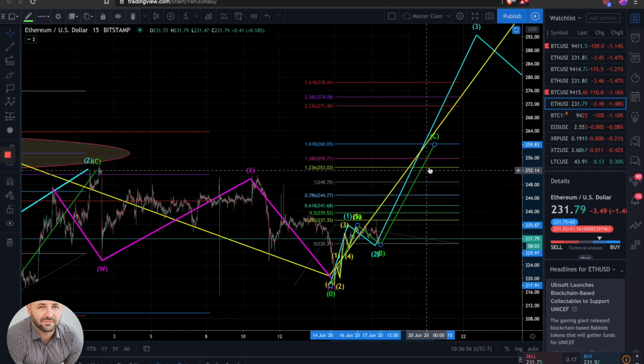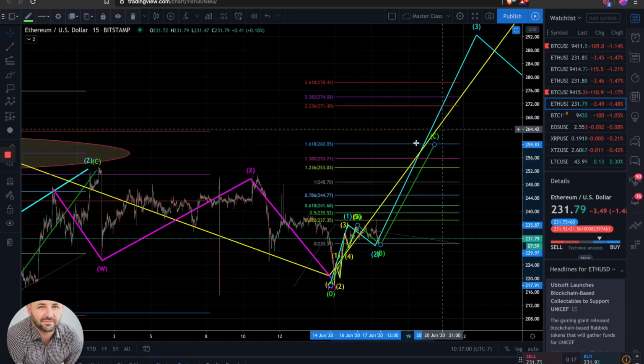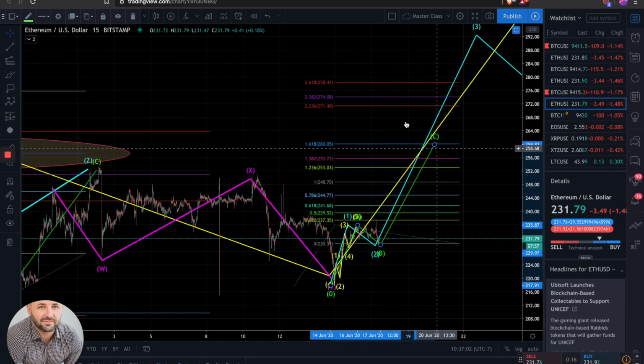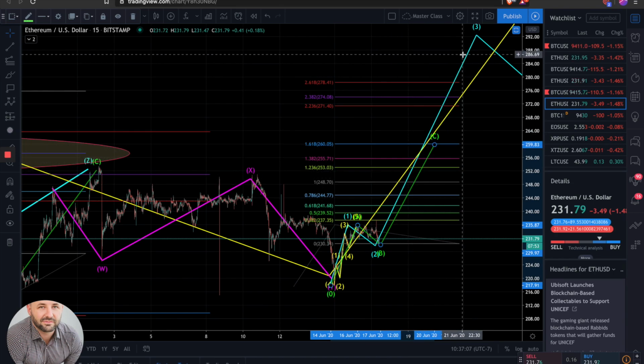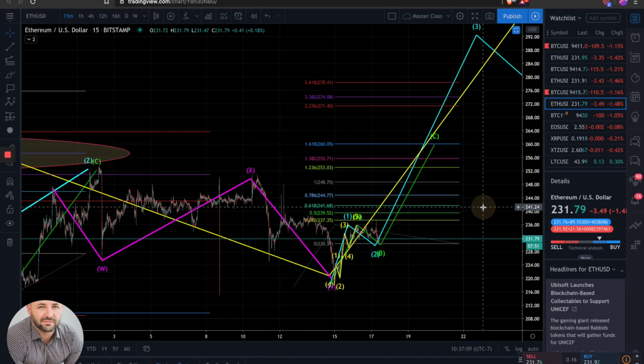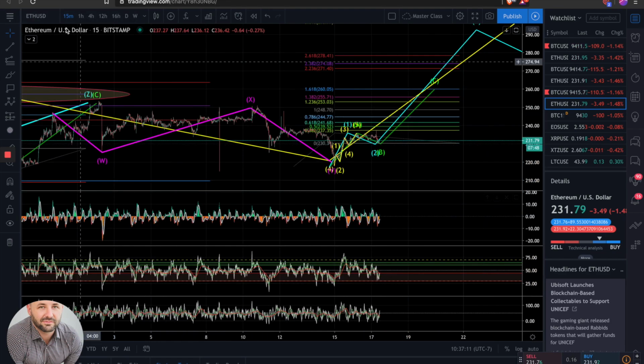But I am looking for a move up back towards 250, 260 in that range, and really watch to see what kind of reaction we get within this area here, whether we get a strong move for continuation or we get shut down and go to the downside.